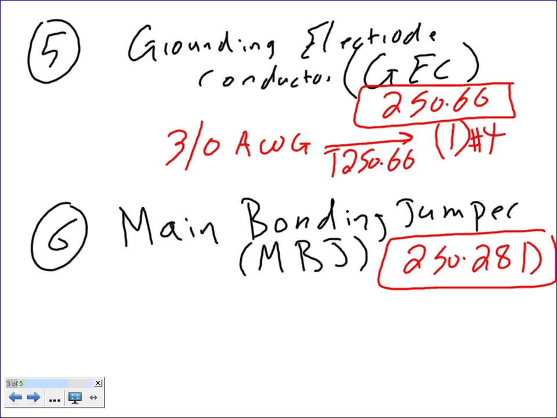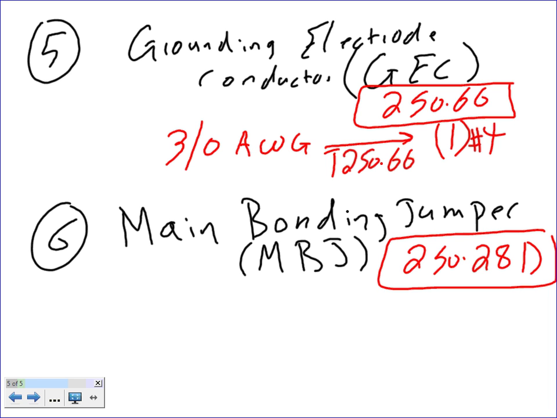Why main bonding jumper? The assumption is this is a service panel. What is the service panel? The service panel is the first panel where the power conductors land. That's my assumption. It's not a subpanel. If it was a subpanel, I wouldn't have a main bonding jumper, and I wouldn't have a grounding electrode conductor. I would have an equipment grounding conductor, which I have an example for you. This is a service panel. Everybody got that one?